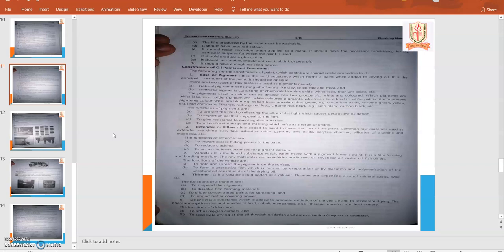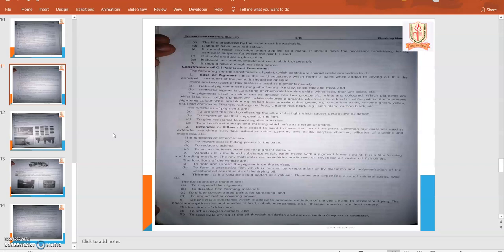Then next that is extender or the fillers. It is added to the paint to lower the cost of the paint. Common raw materials used as extenders are china clay, talc, asbestos, mica, gypsum, zinc oxide. Then barytes, charcoal, silicates, and aluminium.